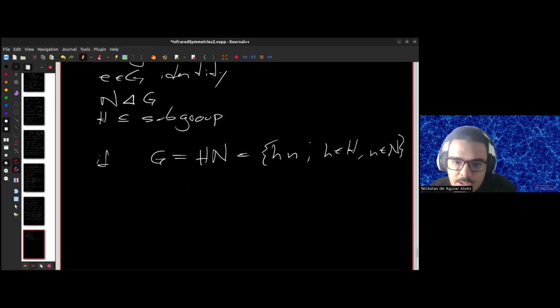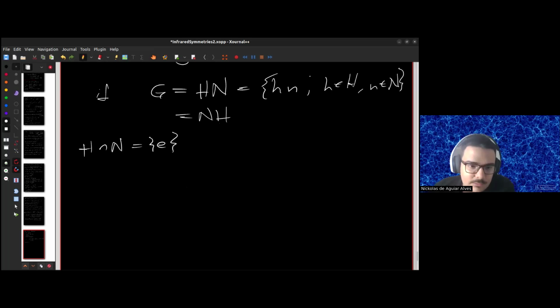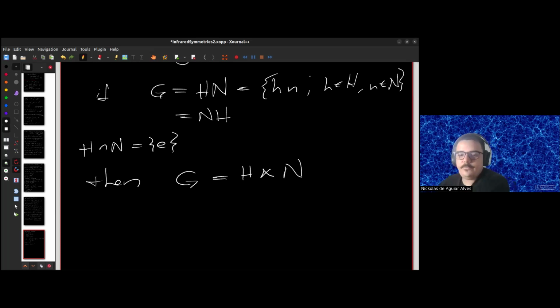Since N is normal, this is also equivalent to saying that G equals NH, the order doesn't really matter. And if the intersection of these two is the identity, then we say that G is the semi-direct product of H and N. We write it like this. This here is the symbol for the semi-direct product. So this is just a silly definition of what we call a semi-direct product.